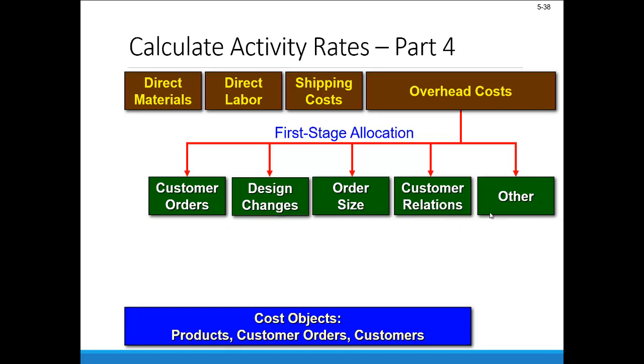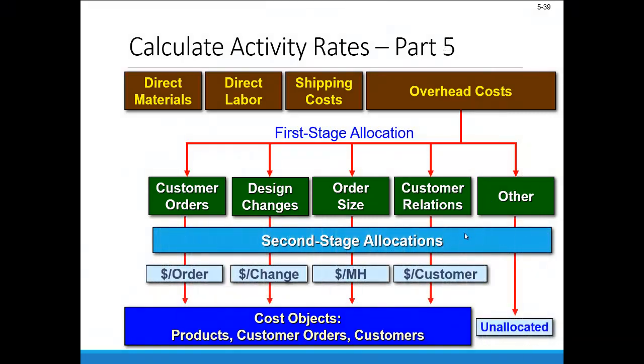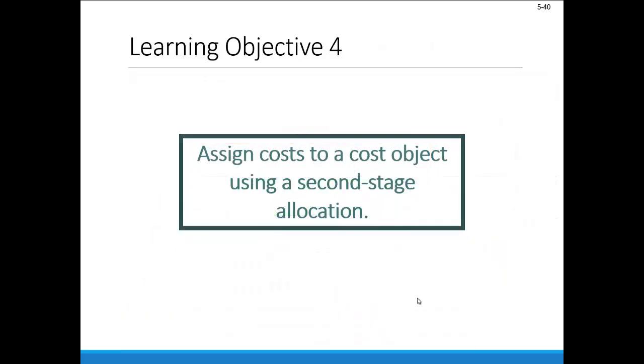And we had 5, only 4 of which were getting assigned to products or customers. The other was the org sustaining bucket that does not get assigned. Then via our second stage allocations through our activity rates, we would assign those costs to our products, to our customers, or whatever other cost object of interest we had. So let's do that now in learning objective 4, assign cost to a cost object using this second stage allocation.